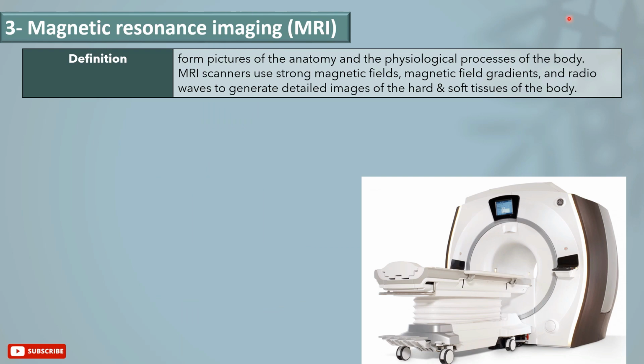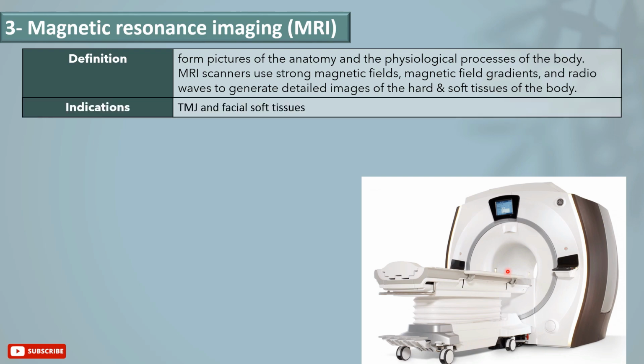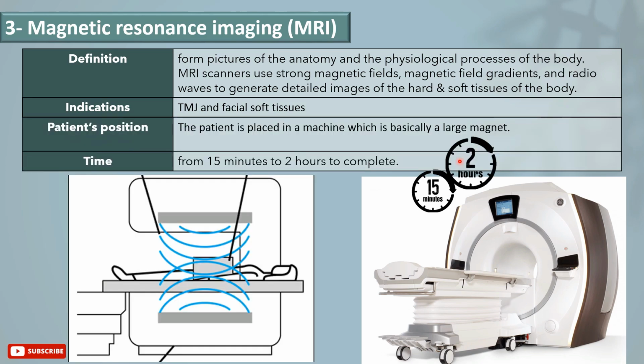Number 3. Magnetic resonance imaging, or MRI. This form of imaging can view the anatomy and the physiological processes and activities of the body. The sensors or the scanners here are very big, strong magnets. These magnets are placed in the machine, and on the opposite side there is the image receptor, and the patient is placed in between. In dentistry, it is indicated to visualize TMJ and facial soft tissues. To take an MRI image, it can take from 15 minutes up to 2 hours.